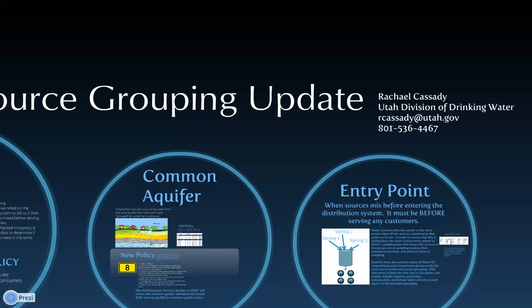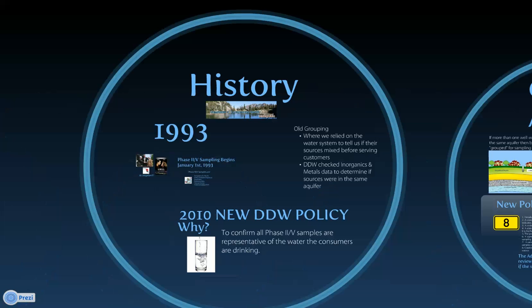What I'm going to do is first go over the history of our source groupings, and then I'm going to talk about the two different kinds that we have, how we're implementing our new policy, and then finally what this will mean for your water system, if anything at all. It's possible that it might not even apply to your system.